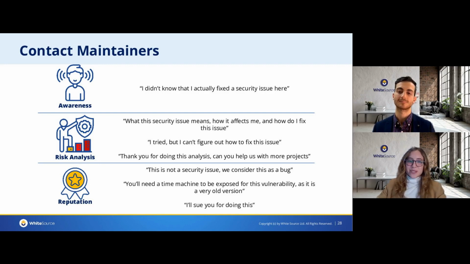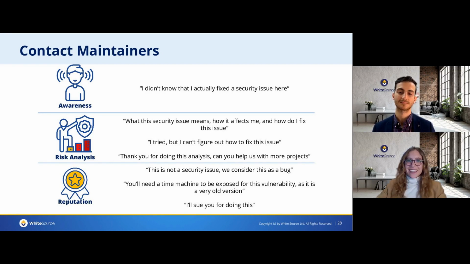These examples are connected to the issue of handling security reports. Lastly, there are some amusing cases like, this is not a security issue, we consider it a bug. Or, you will need a time machine to be exposed to this vulnerability as it is a very old version. Or, I will sue you for doing this. All these can be related to both reputation and importance.